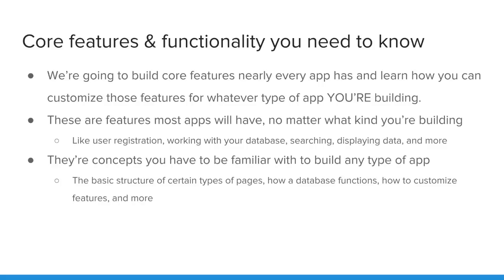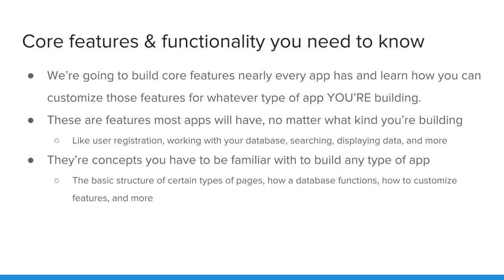So when you're building an application on Bubble, there are some core features and functionality that you need to know. And what I'm going to go over today is show you the features and functionality that nearly every single type of app, doesn't matter what kind of app you're building, will have. So knowing how to do these things will get you really, really far, because these are like the core concepts that will be the base of practically any type of feature that you want to build into your application so that you can, from there, customize.